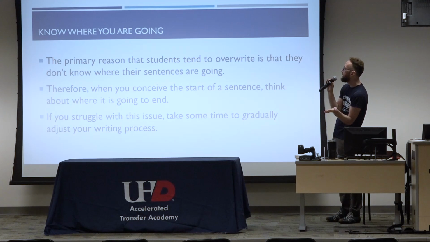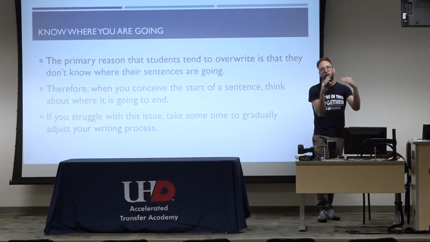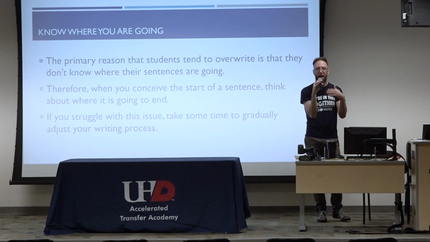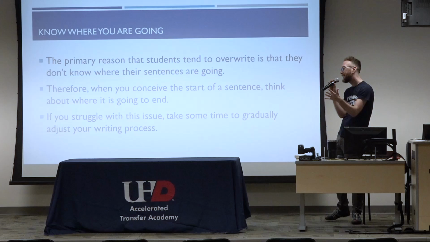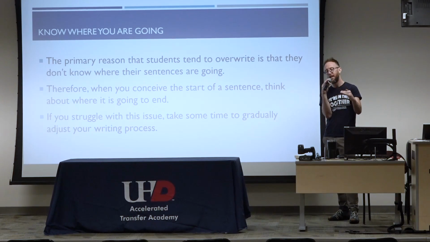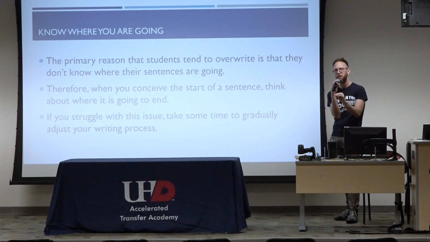So the primary reason why students tend to overwrite is that they don't know where their sentences are going. They're just like, "And then I'm going to add a which, and then I'm going to add an and," and I'm going to add these redundant words and phrases because, again, I just want to see the end of this page so I'll be finished. When you start a sentence and you conceive its beginning, think about where it's going at the end. I think a lot of students actually don't do this.